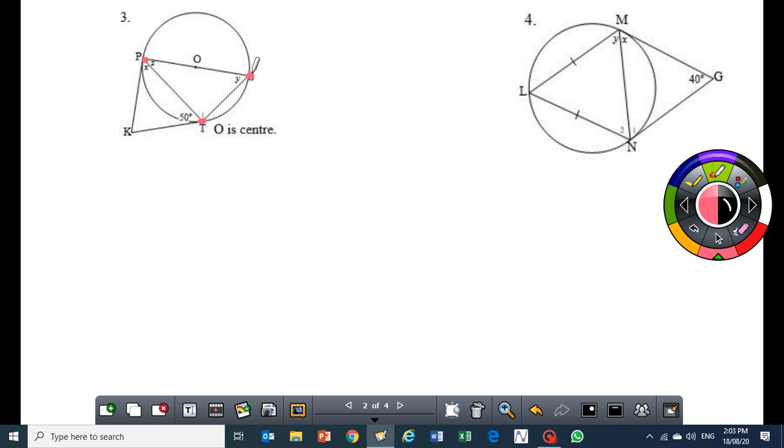But can they give you one with all nine? No, you cannot get a question where you need to use all 9 theorems. Alright?